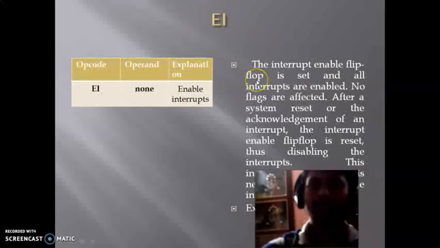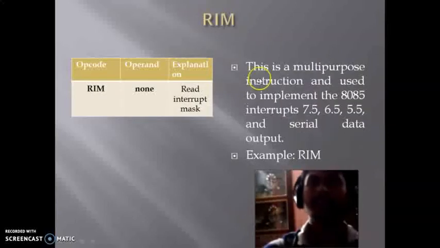This is also a machine control instruction. Next is the RIM instruction, that is read interrupt mask, by which we can read the pending interrupts of RST 7.5, RST 6.5 and 5.5. This is basically a multi-purpose instruction that is also used for the serial data input.